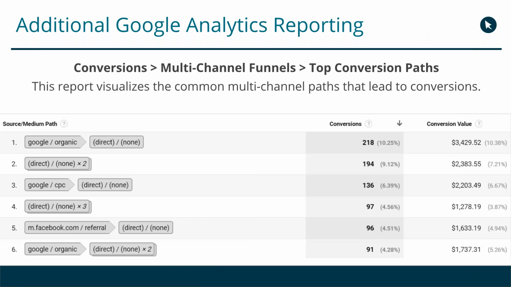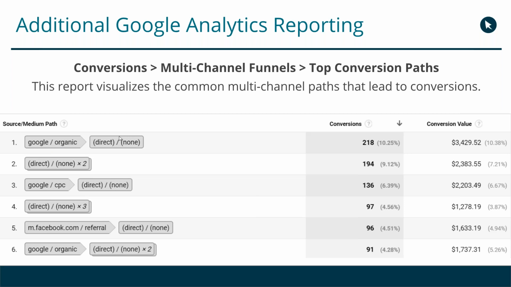All right. So this is a similar way to look at that, but this is actually looking at the actual conversion paths. So this report visualizes the common paths that lead to conversions. And in this sense, you can see that the most common conversion path for this particular advertiser is that someone finds them through a Google organic listing, and then later they go direct to the website. So this conversion path has 2 touch points, organic and then direct.